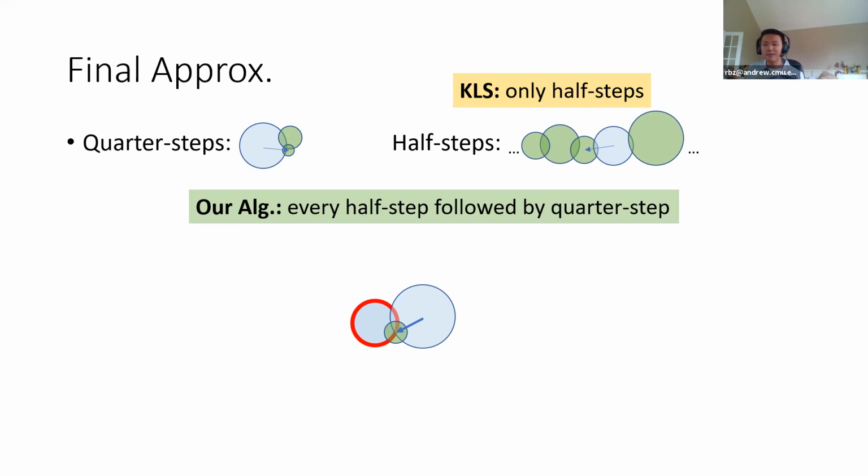So to summarize, this is how we get our improved approximation ratio over KLS. We have a half step followed by a quarter step, but KLS only does half steps. On our previous slide, we already showed that we have a constant number of fractional variables at the end of this procedure. So this is what gives us our complete improved approximation ratio over KLS for K median with outliers.